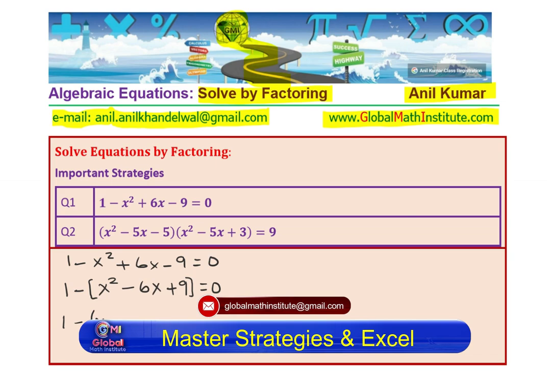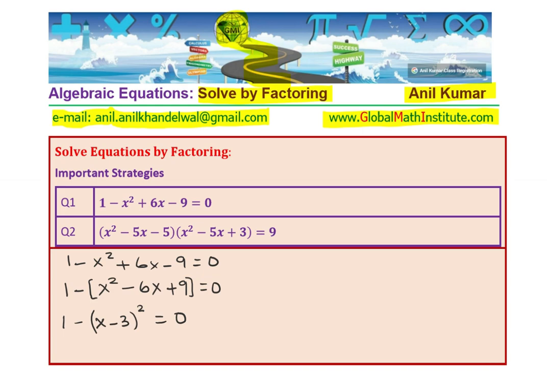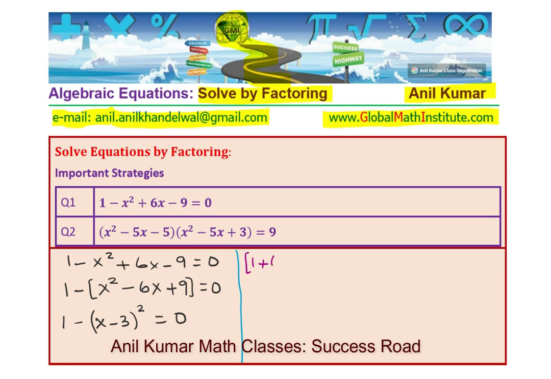So it is x minus 3 whole square equals 0. And now we have difference of squares, 1 minus x minus 3 whole square, right? So we have difference of squares now, and therefore I can write this as product of sum and difference, right? So let's take it forward. Then what do we get? Well, we get 1 plus x minus 3, times 1 minus x minus 3 equals 0. So we have factored it, correct?